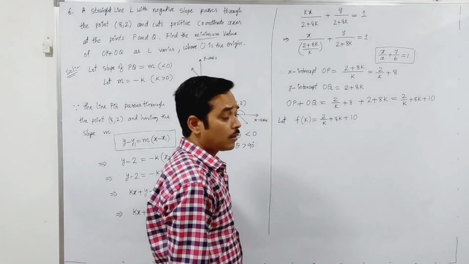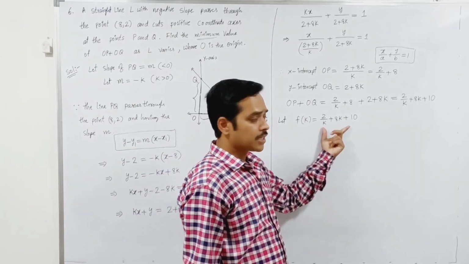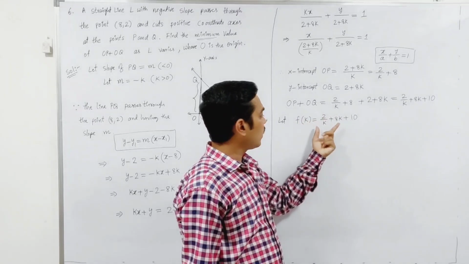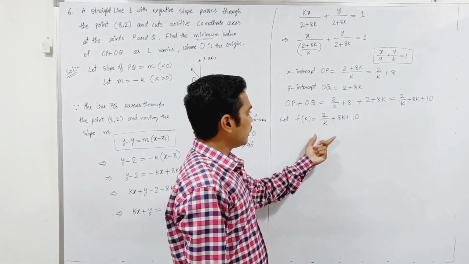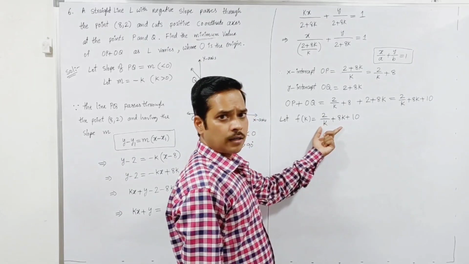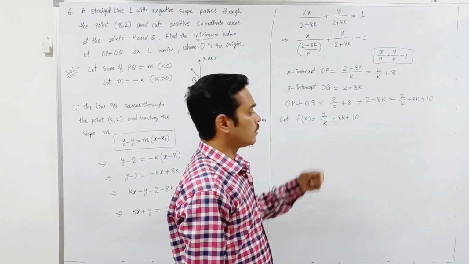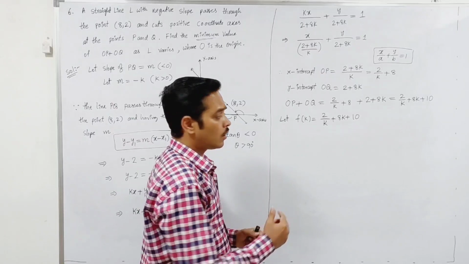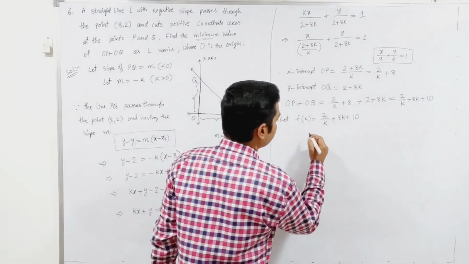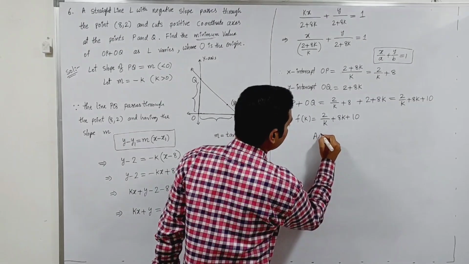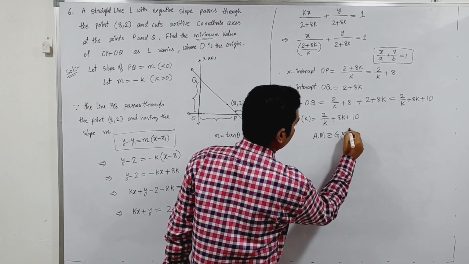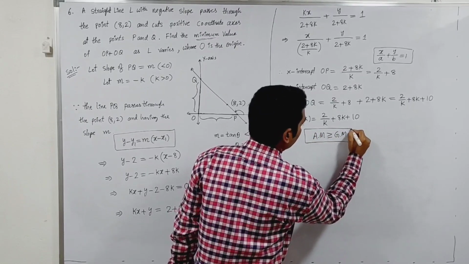Now you have to find out the minimum value of this expression, which is nothing but OP plus OQ. In this expression, 10 is constant, and the remaining two terms depend on the variable k. Now find out the minimum value of the first two terms. How to find the minimum value? By using arithmetic mean is greater than or equal to geometric mean. We know that arithmetic mean is greater than or equal to geometric mean.